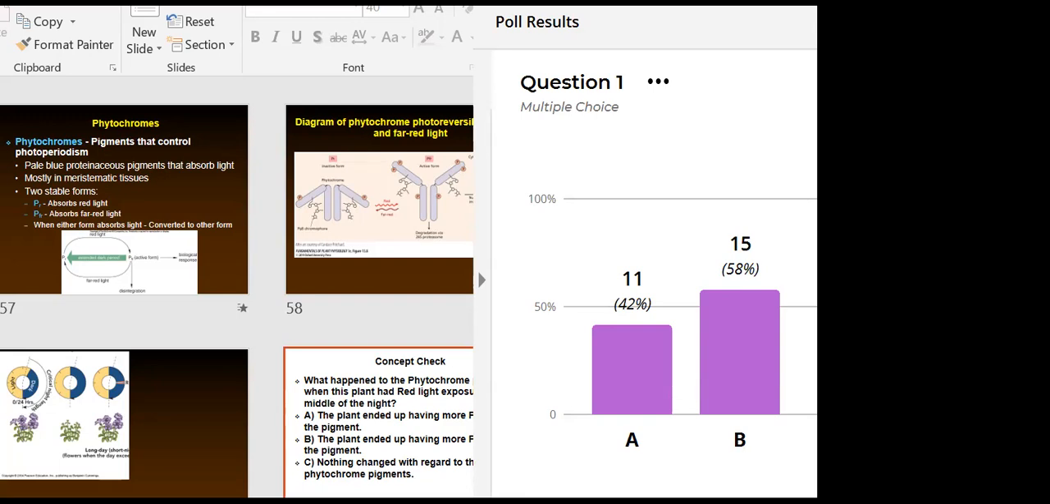So 58% said B, the plant ended up having more of the PFR form of the pigment. That is correct.